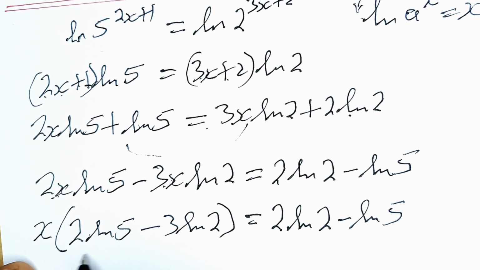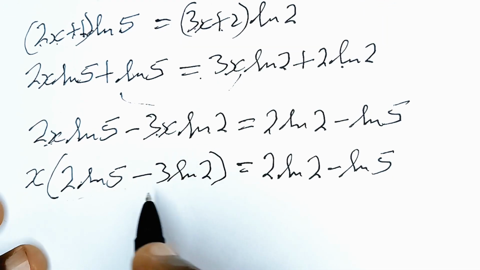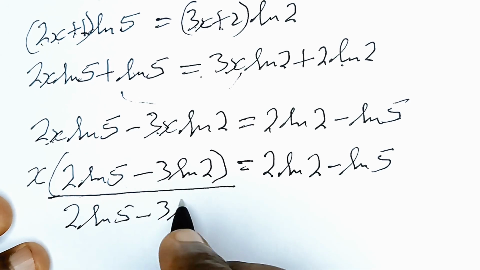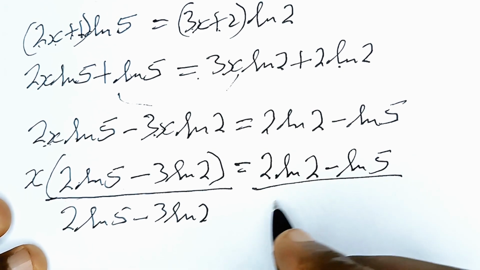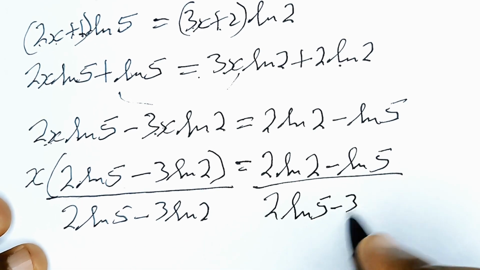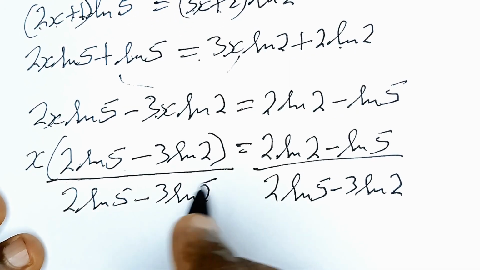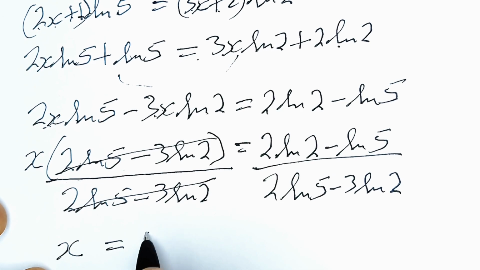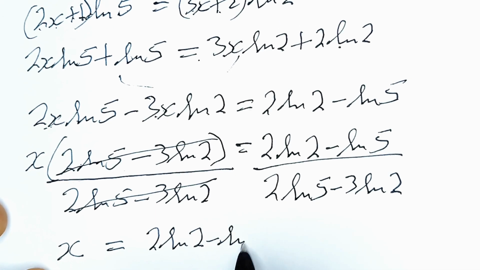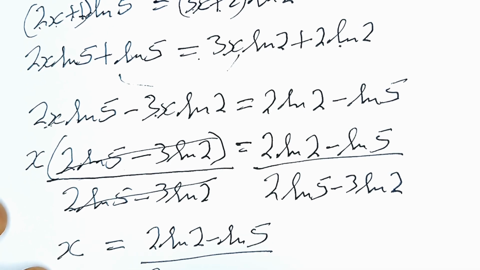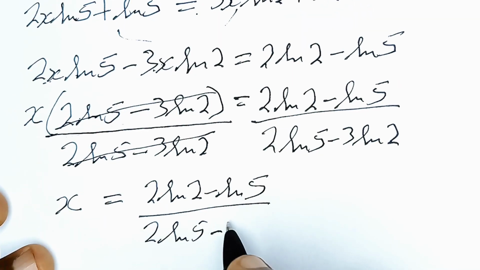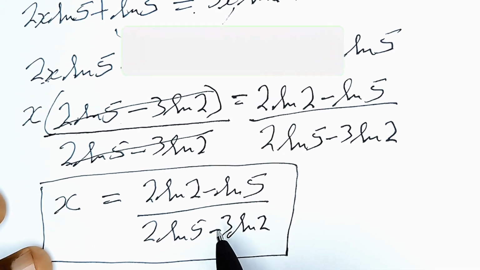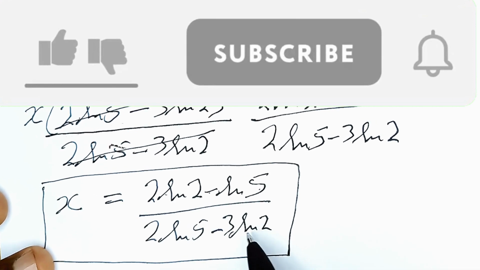So we can divide both sides by 2 ln 5 minus 3 ln 2. Do the same thing to the other side. This cancels this. So therefore, our x is equal to 2 ln 2 minus ln 5 divided by 2 ln 5 minus 3 ln 2. This is the answer. If you want to get the decimal answer, press this into your calculator and you get the answer.